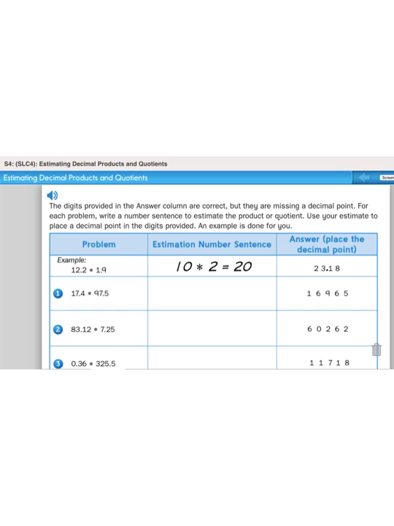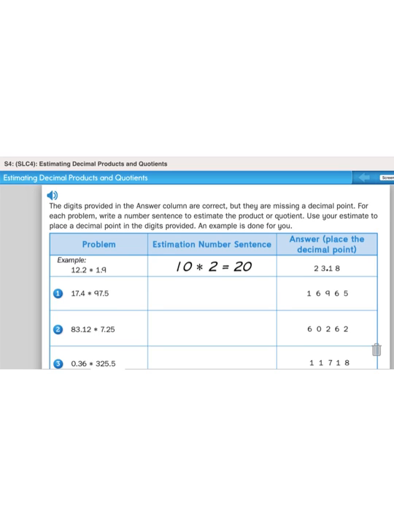So I want you to take a look at this paper, and the instructions at the top. I have it in 2 different slides because the whole thing wouldn't fit on here. But the instructions say the digits provided in the answer column are correct, but they are missing the decimal point. For each problem, write a number sentence to estimate the product or the quotient. Use your estimate to place a decimal point in the digits provided. An example is done for you.